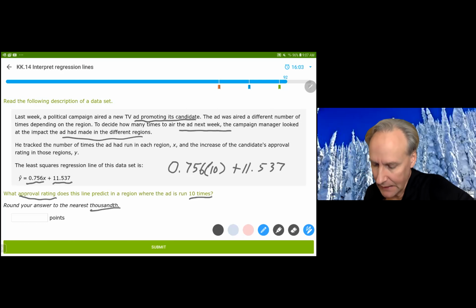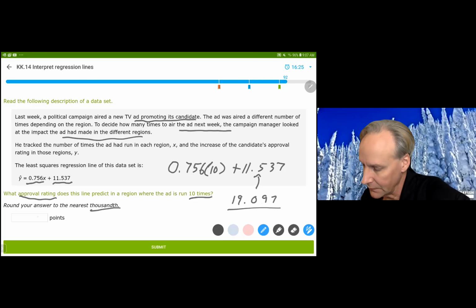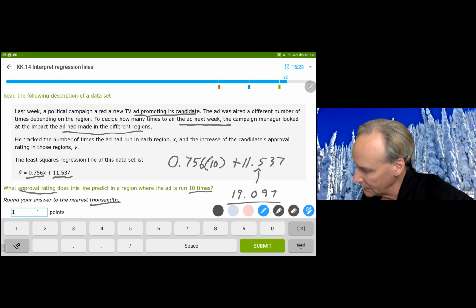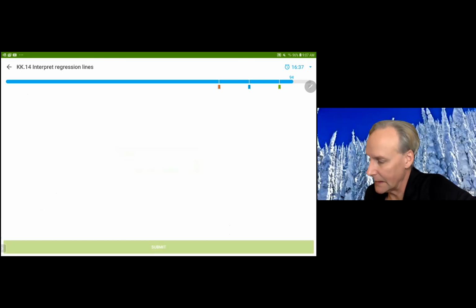But if he runs 10 ads, then we would expect it to be the 7.56 plus the 11.537. And it goes up to 19.097, which is significantly better than the 11. All right, so 19.097. Let's go ahead and just keep going here. That one wasn't as interesting as I would have liked.